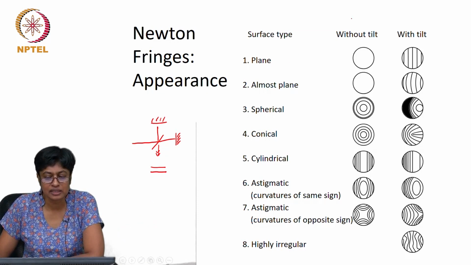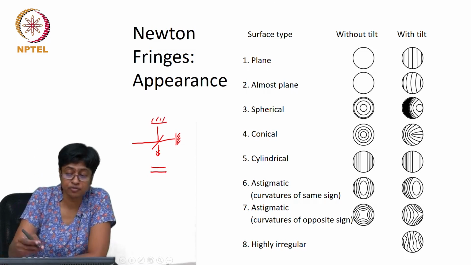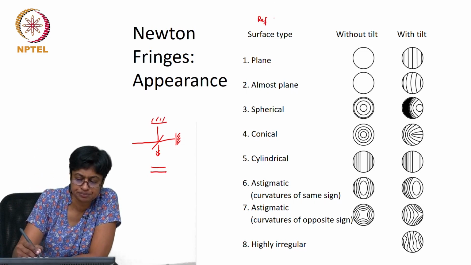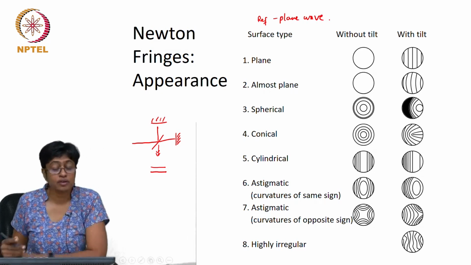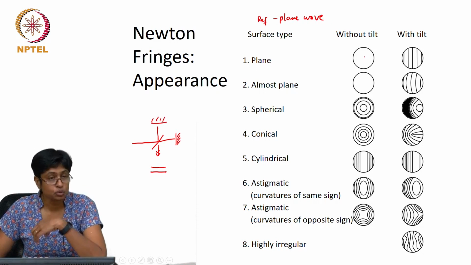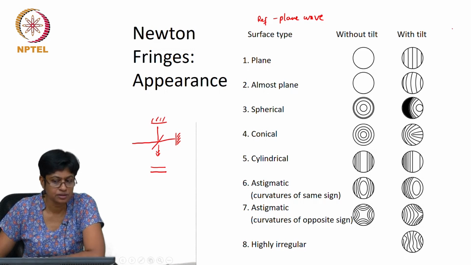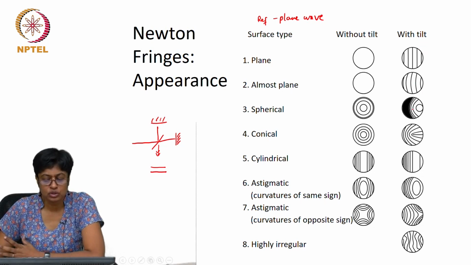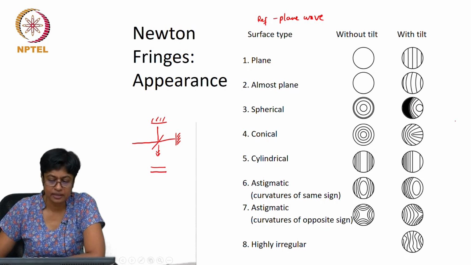So if I don't have any tilt, and the reference here is assumed to be a plane wave, so if I have two plane waves with no tilt between them, I'm not going to see fringes. So it's only useful to me if somehow I introduce a tilt and I see these fringes. If it's almost plane, it means the fringes are going to deviate slightly from those linear cases, as is shown here. And of course, if it's spherical, as we saw, you will get the rings.